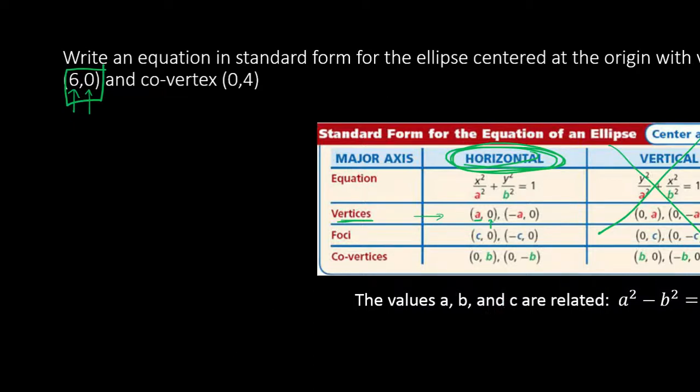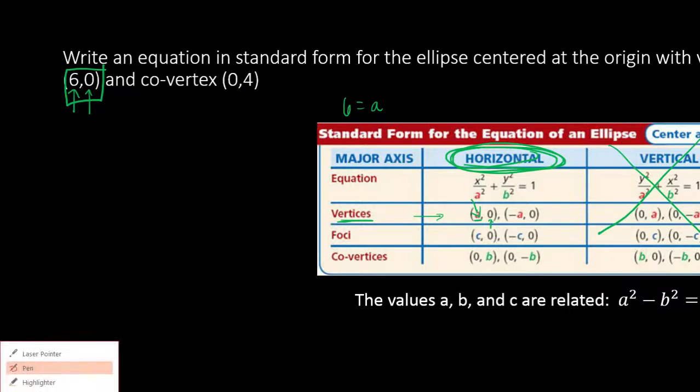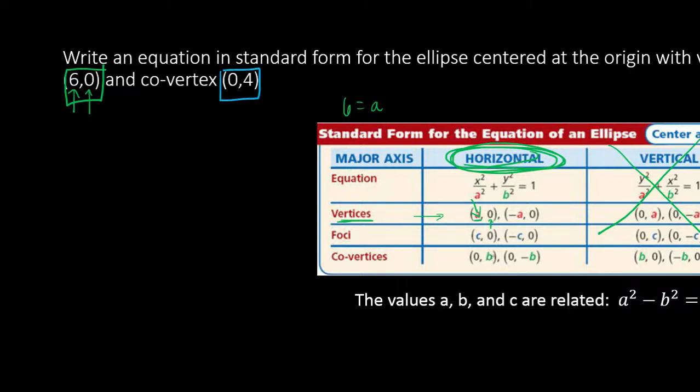So let's figure out what we know so far. If 6 is the x value of the vertex, that means 6 must be equal to a. 6 is a. We also have our co-vertex, 0, 4. If you look at co-vertex, 4 corresponds with b. So 4 is b. If you look at the equation for a horizontal ellipse, all you need are a and b to define it. So it's just defined by vertex and co-vertex.